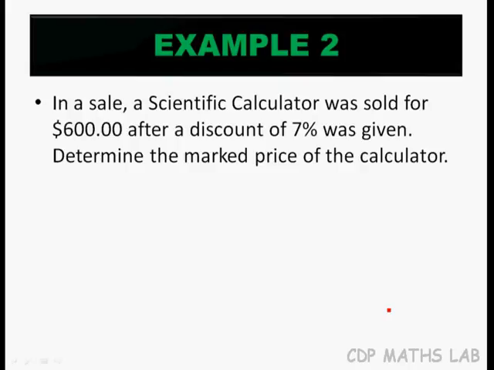Now, note the word "after". After a discount of 7% was given. You follow now? So it was sold for this after. So what you are given here is the cash price. So you are given the cash price and the discount percentage. Now wait till I tell you what I'm going to ask you for. The marked price. So the marked price is also the what? Selling price. So, you know how to do this?